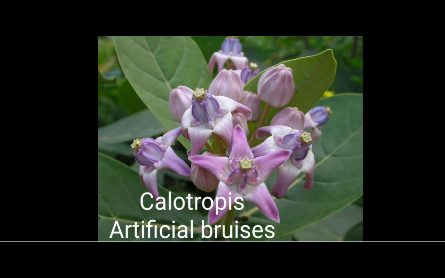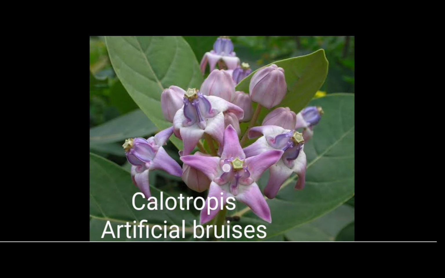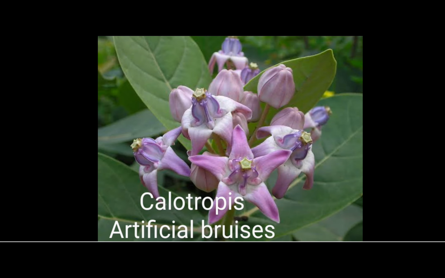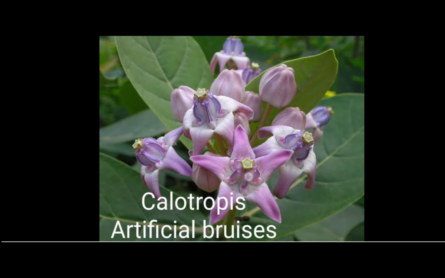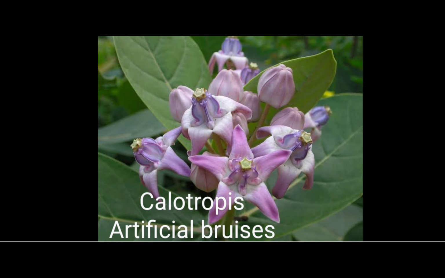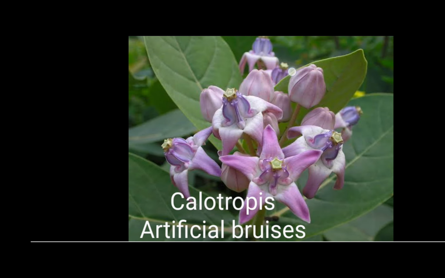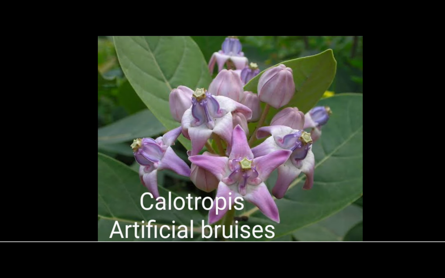Then next we have the image of calotropis. Calotropis is also purplish like Atropa belladonna, but in this, one flower is on top of another flower. Imagine this big one is one flower, and this is a small flower. So two flowers are interlinked. When this opens, another flower will emerge from it, and it causes artificial bruises.